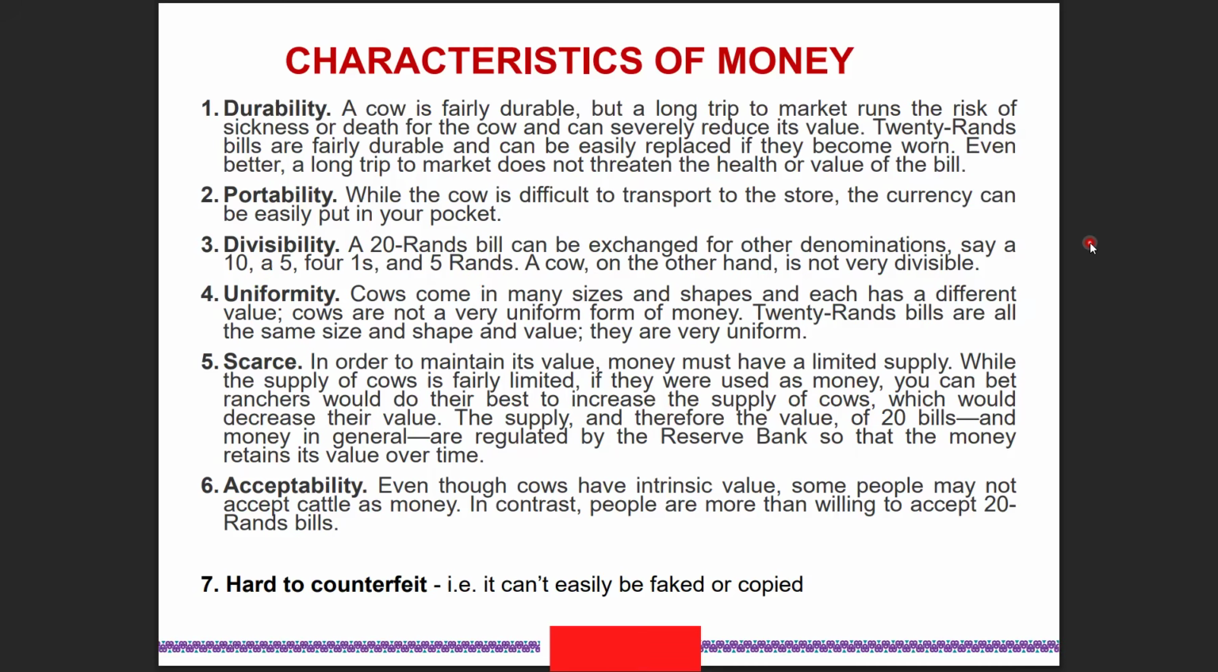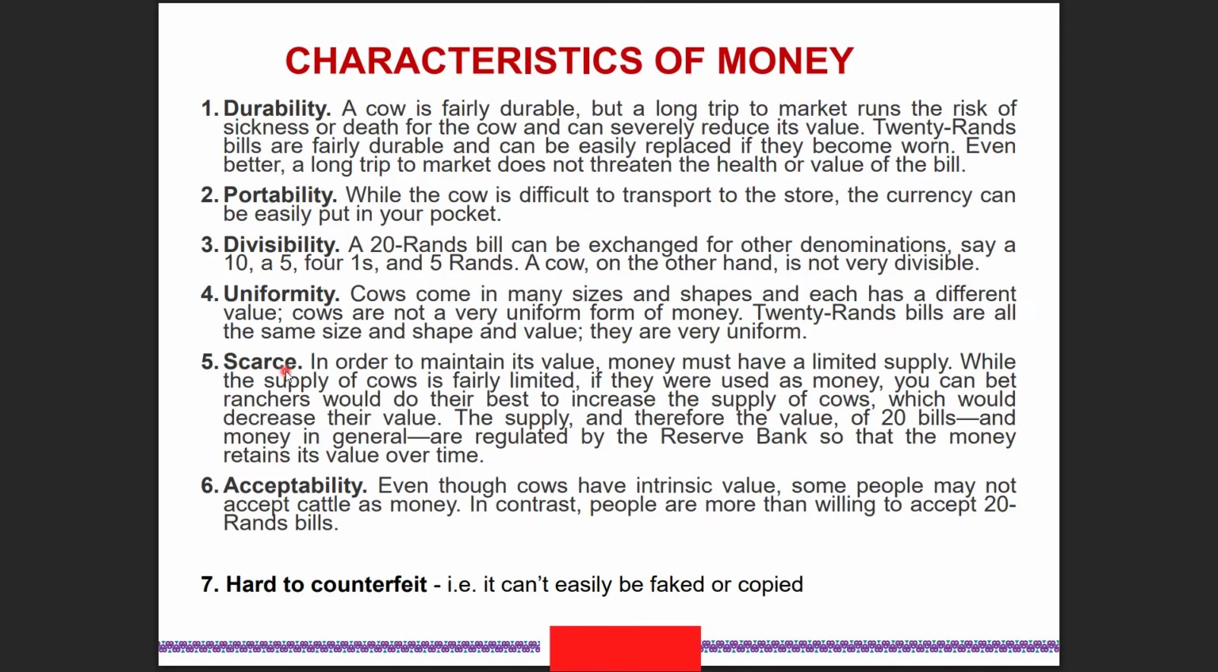And the South African Reserve Bank makes sure that the money is scarce, that there's a limited amount of money in circulation, right? So whenever there's an excess supply of money, the South African Reserve Bank uses monetary policy to try and reduce the amount of money in circulation. And when there's a shortage, they use monetary policy to increase the amount of money in circulation, to try and retain its value, right?